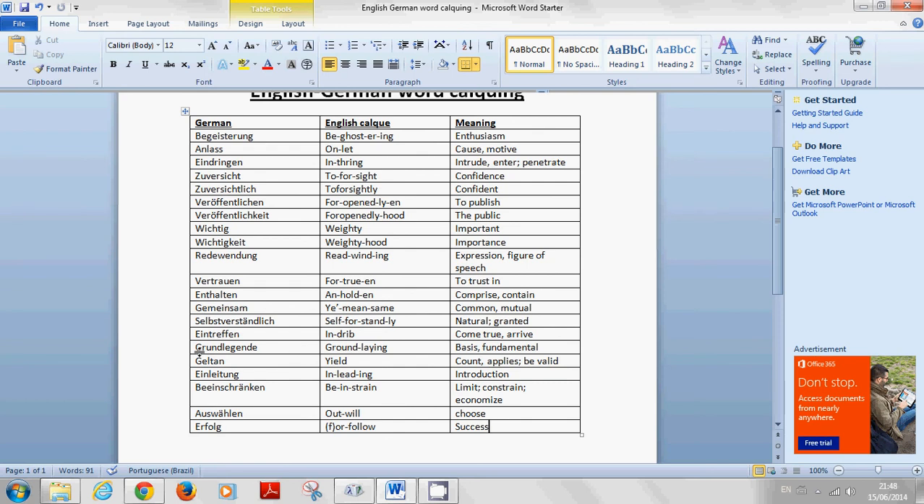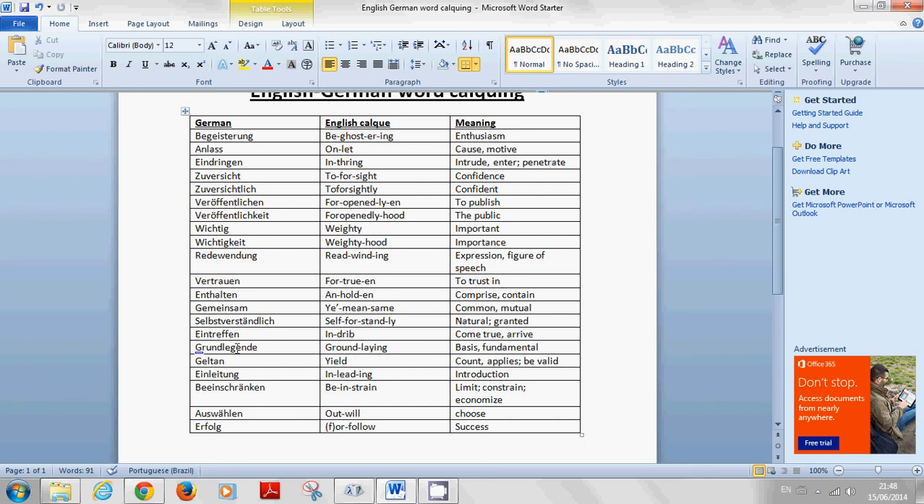This next word, grundlegende, ground lane, basis or fundamental. This one is grundlegende, ground lane. The ground is a word in English that already means basis or reason, like, what are your grounds for doing this, for example.